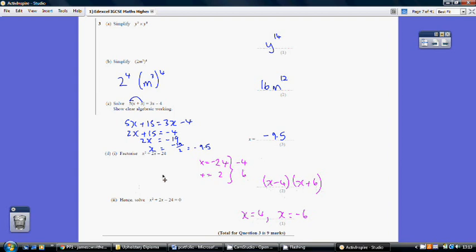In D part 2, we're just building upon this factorising we've just done. So x minus 4 times x plus 6 has got to equal 0. So what value of x makes this first bracket 0? Well, that's x being 4. Alternatively, what value of x makes this second bracket 0? That's x being minus 6.